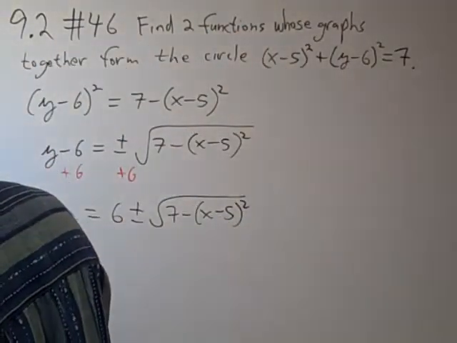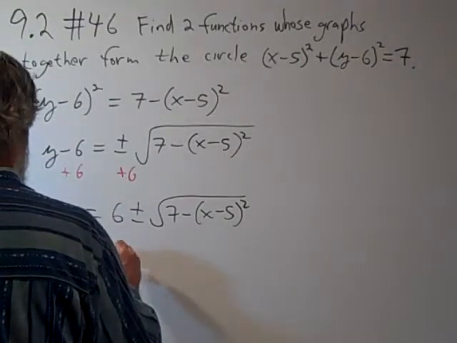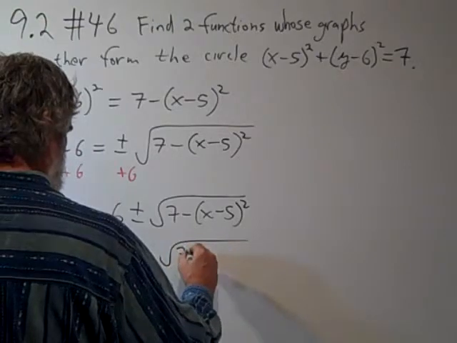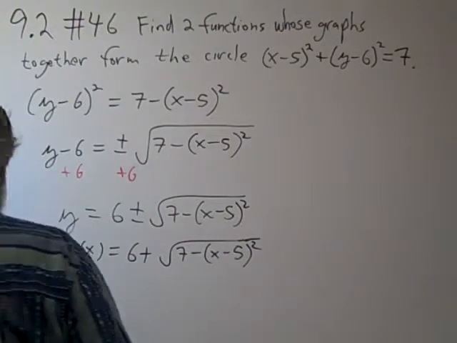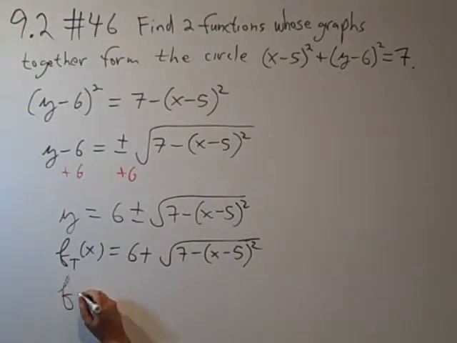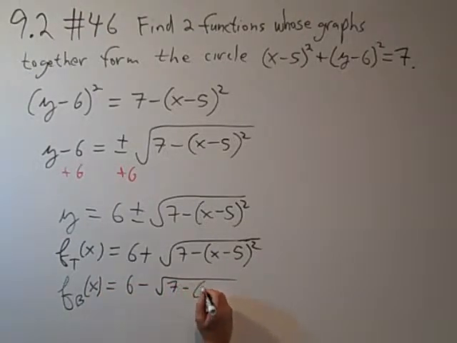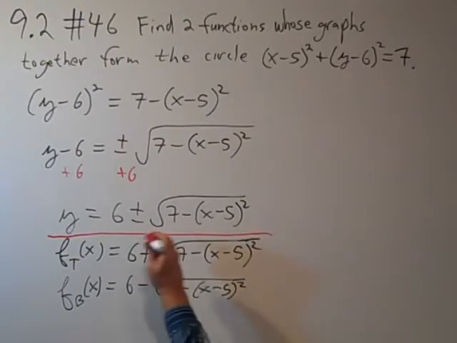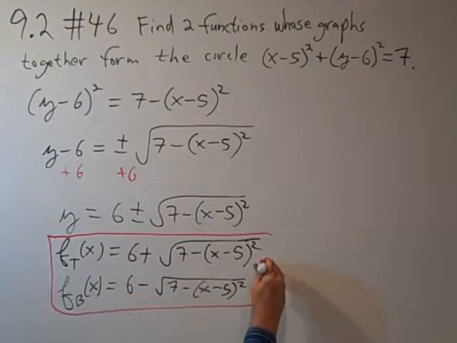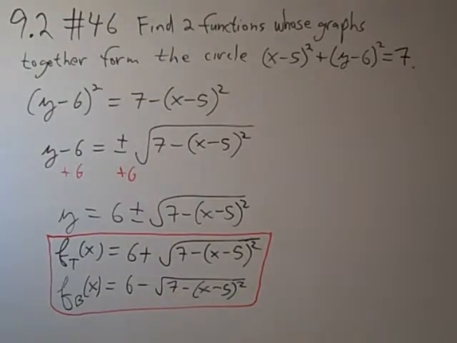So let's call the top part of the circle f sub t. So f sub t of x will be 6 plus the square root of 7 minus (x - 5) squared. And the bottom half of the circle will be defined by this function, 6 minus the square root of 7 minus (x - 5) squared. So there we have it, the two functions. One of them gives the top half of the circle, and the other's graph is the bottom half of the circle.